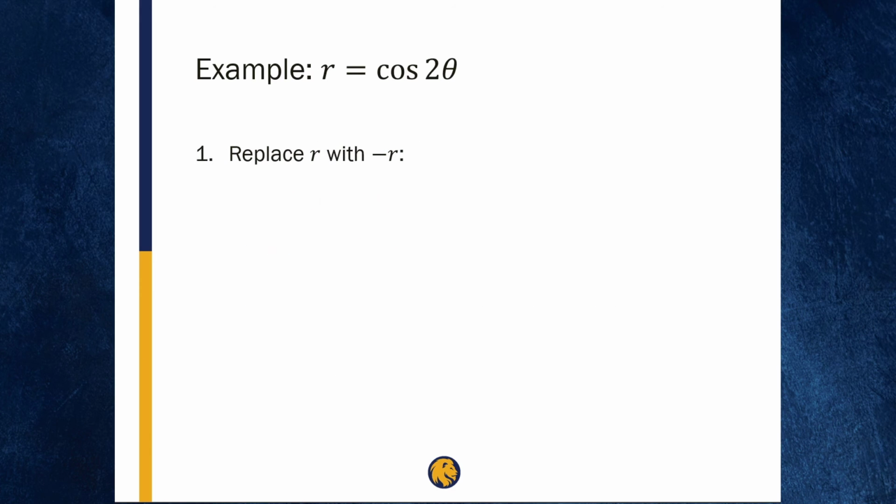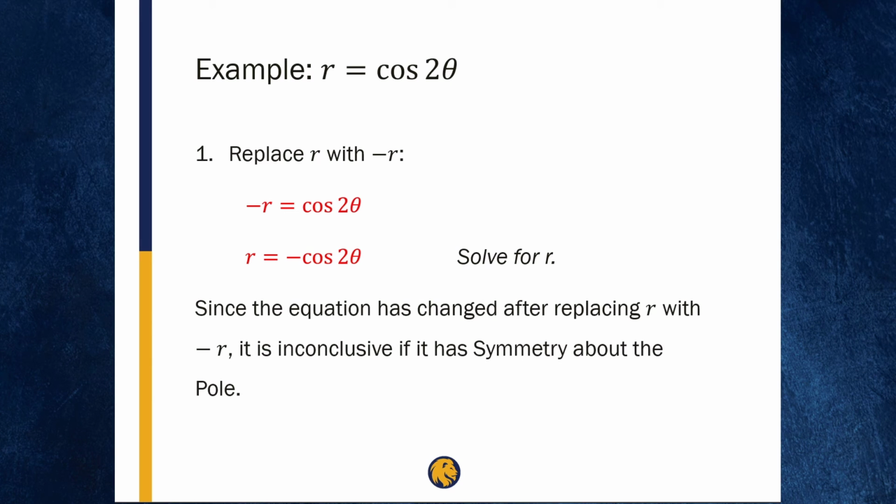The last check would be to replace just the r with negative r. That would make it look like negative r equals cosine 2 theta. And the only thing I'll do here is solve for r and make it r equals negative cosine 2 theta. Now as a result, this isn't going to go back to the way we started. So the equation has changed with replacing r with negative r, so it's inconclusive in this case if it will have that type of symmetry, which here is symmetry about the pole.